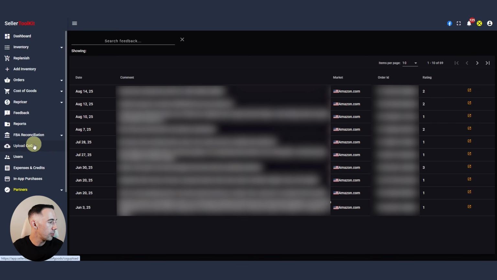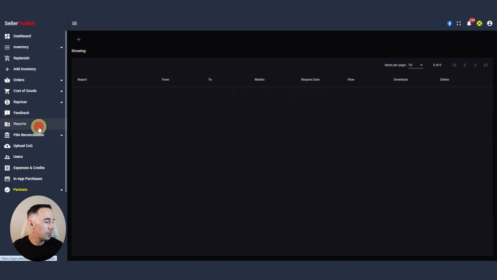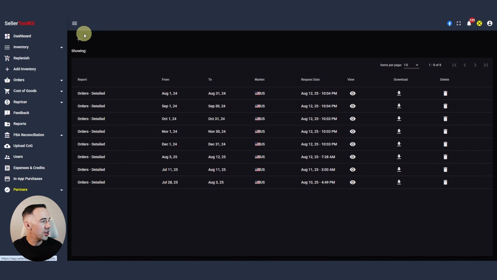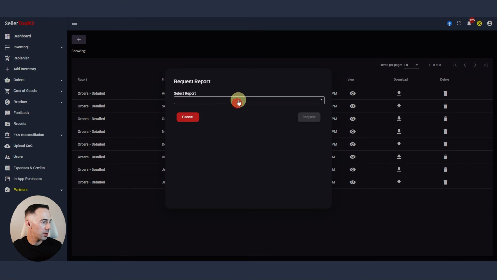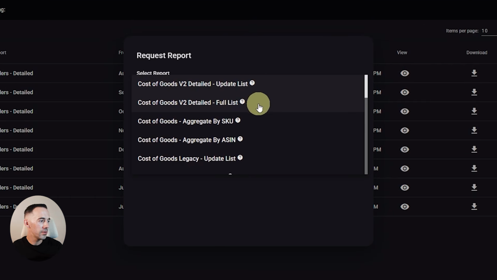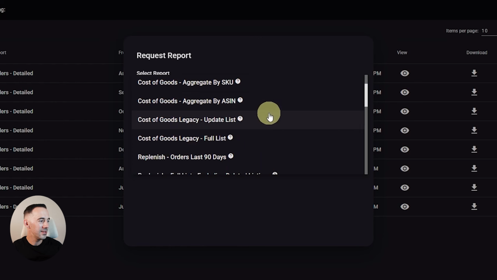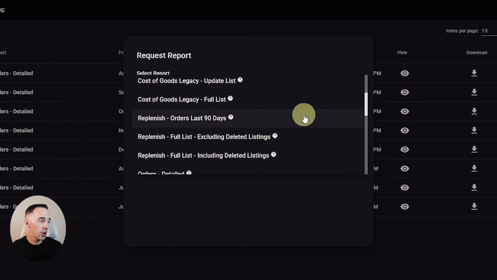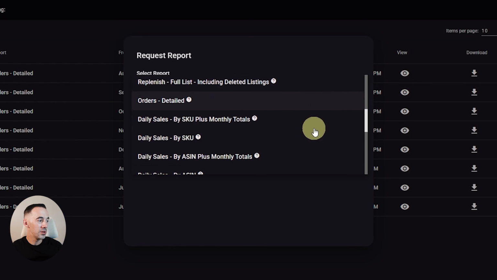So really, really useful. And then on top of that, we come down to reports, and there are lots of different reports you can generate, which I really like about this. So you can download reports, cost of goods, full detailed reports, ASIN, SKU update, cost of goods legacy, replan list, orders details.